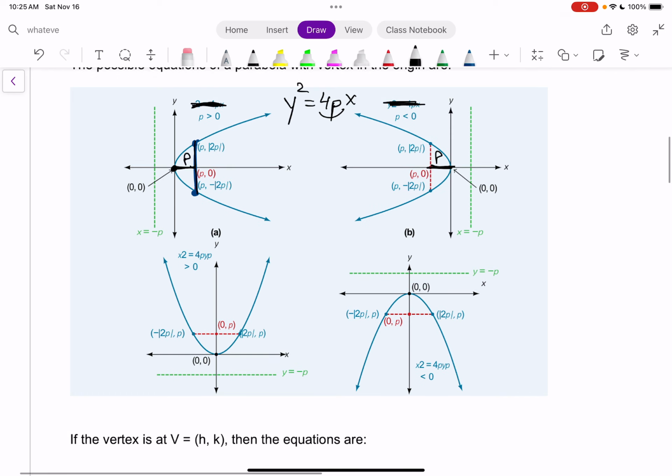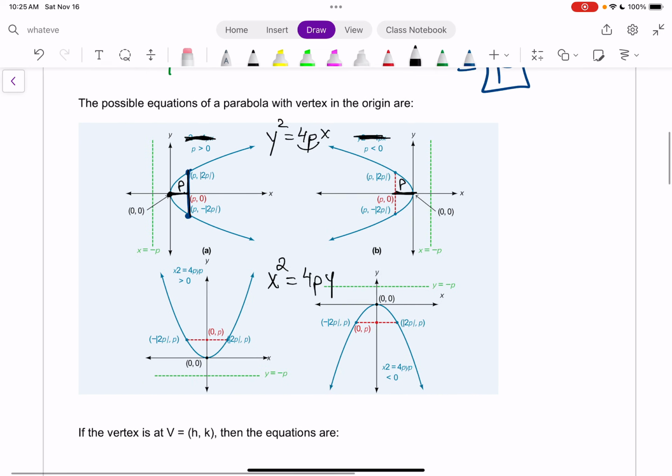And so let me write these equations. x squared is equal to 4py. As you see, we have two different types of equations for our parabolas, and it depends. A parabola will only have either the x or the y squared. If you look back at the other three conic sections that we discussed, the circle, ellipse, and hyperbola, both x and y were squared. For a parabola, only one of them is.